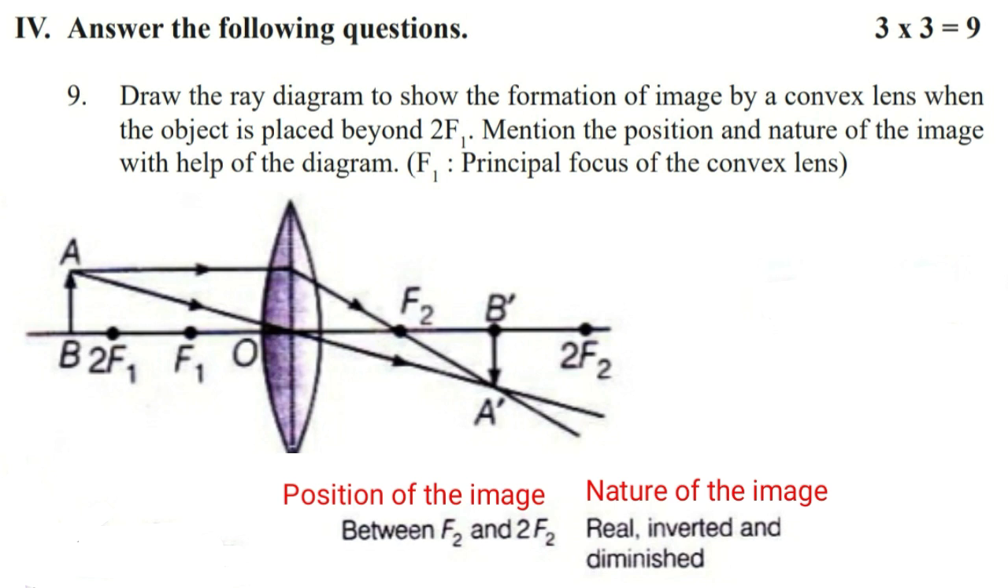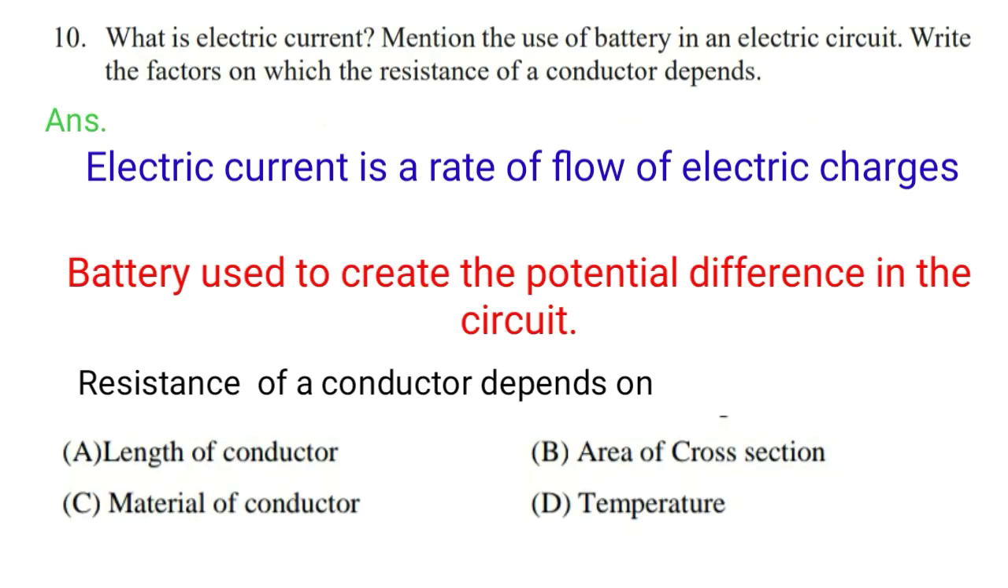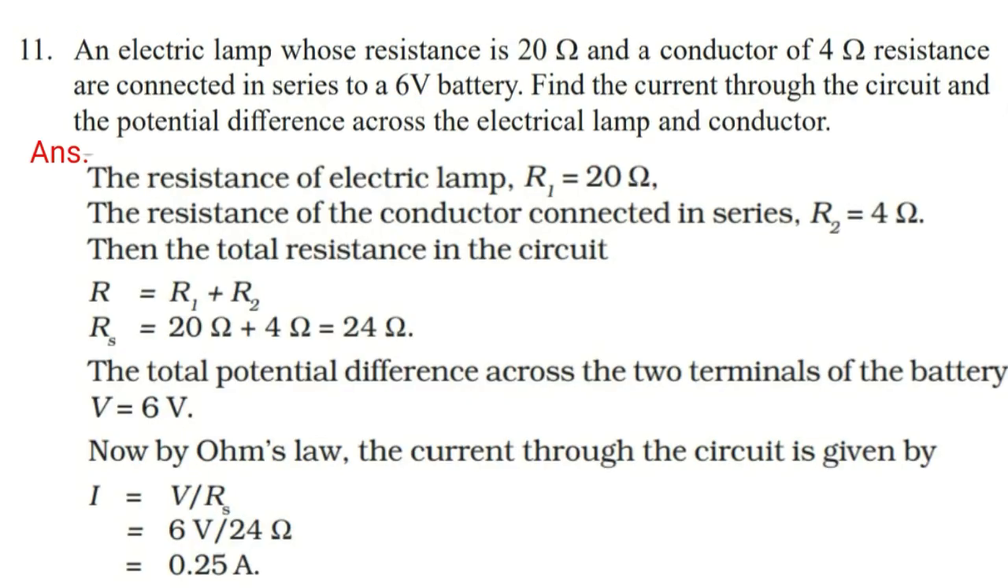Next question. What is electric current? Mention the use of a battery in an electric circuit and also write the factors on which the resistance of a conductor depends. Electric current is the rate of flow of electric charge in a conductor. Here battery is used to create the potential difference in the circuit. Next, resistance of a conductor depends upon the length of the conductor, the area of cross section, material of the conductor and also the temperature. It is a very important question.